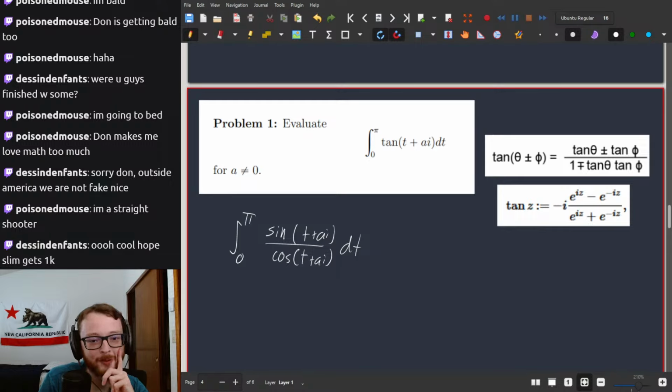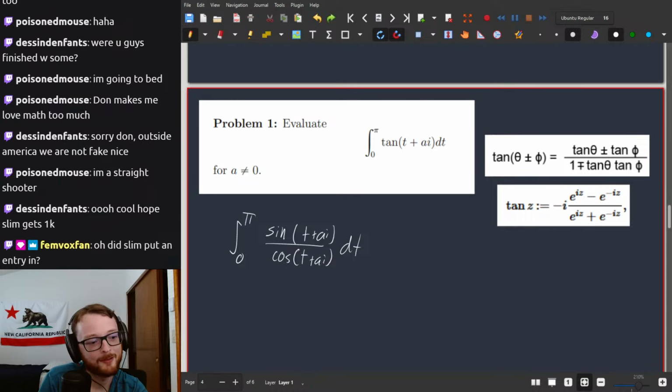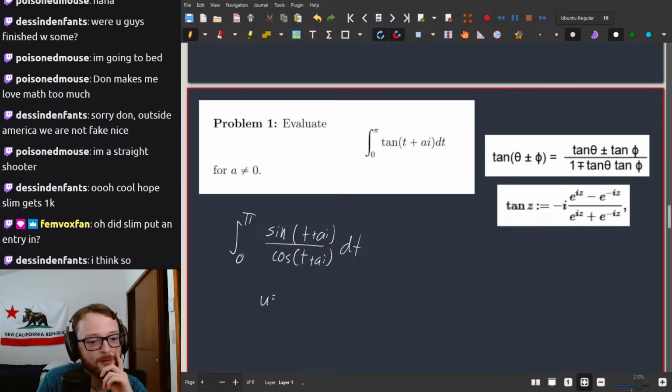So aside from the, well, I guess we don't have any discontinuities here because of the A. Okay, so maybe I see what Ivan was saying, where the A not equal to 0 means there's no discontinuities. Oh, I didn't... Really? I need to watch Slims then, because I don't think I saw it.